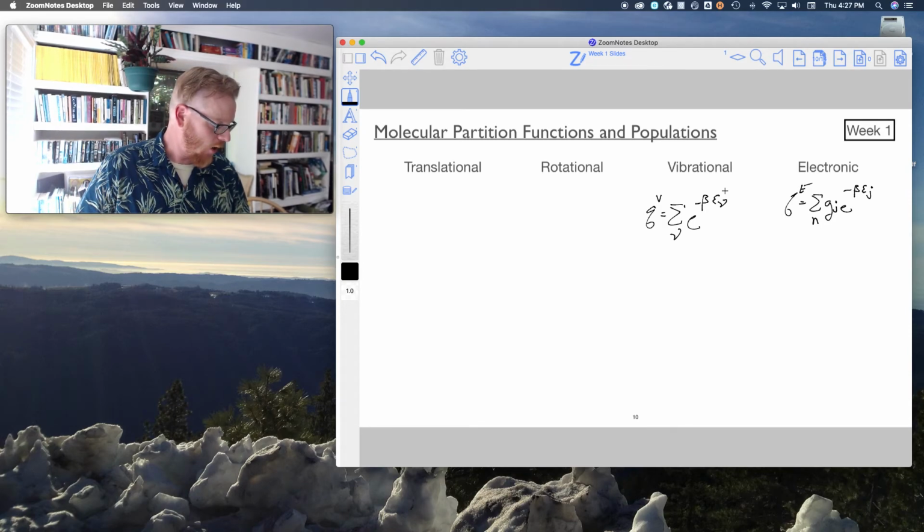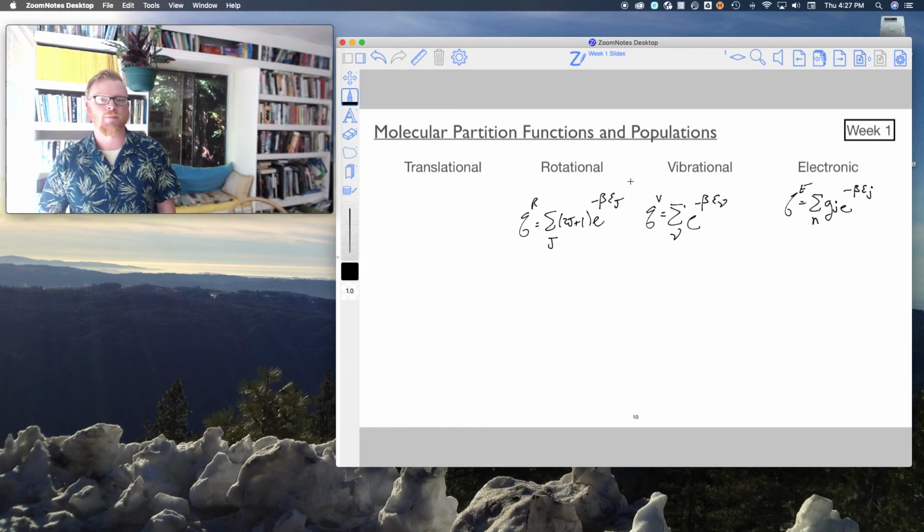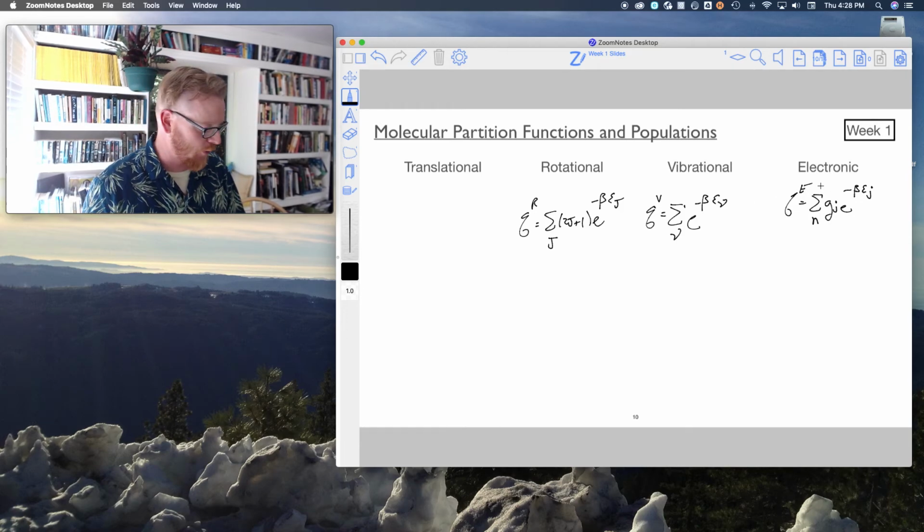Our rotational levels look like this, QR, and that's the sum over capital J, which is the rotational quantum number, and we'll get into that in 362. This is my degeneracy term for rotational. It goes 2J plus 1, and still it goes e to the negative beta, right? They're all the same form of the equation. It's really just a matter of how you calculate the value of energy for those levels.